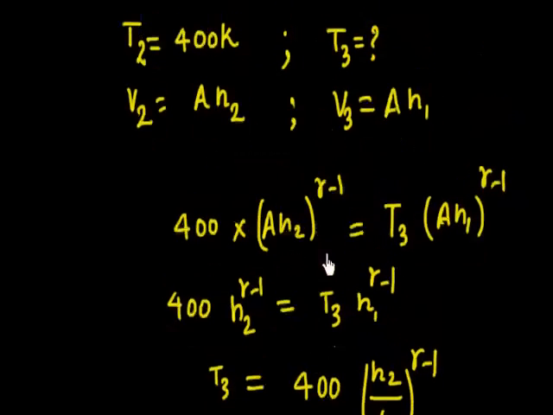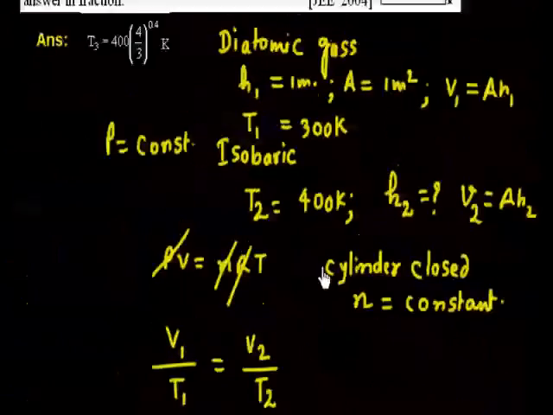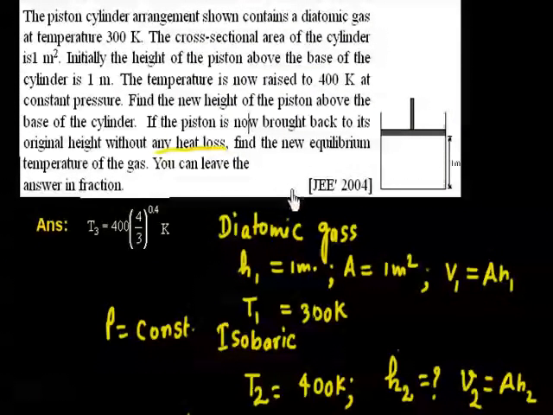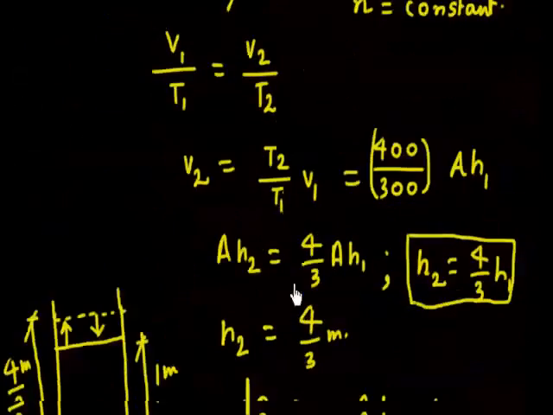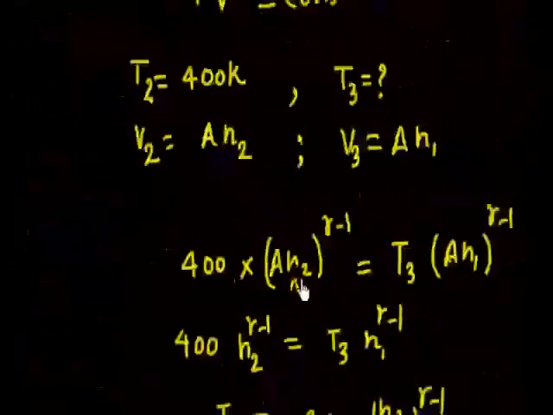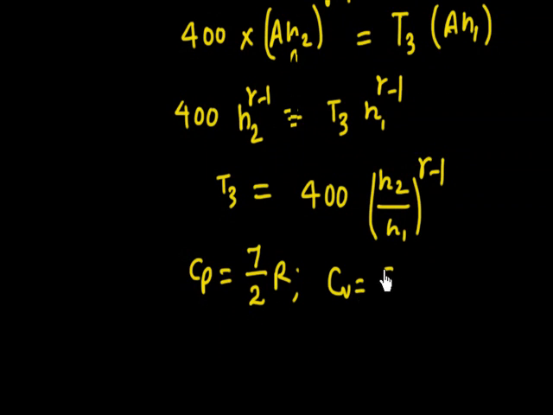And you see, it's given in the problem, the gas is diatomic. So let me see, it's diatomic or monatomic. In the first part it is given, you can see here, the gas is diatomic. So basically Cp by Cv is gamma. So for diatomic gas, Cp is 7 by 2 R, and Cv is basically 5 by 2 R. So gamma is Cp by Cv. So this is 7 by 5.